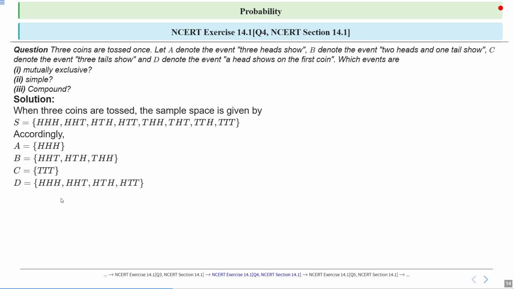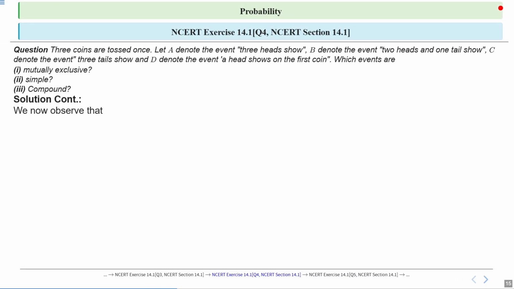And event D denotes a head shows on the first coin. So event D contains HHH, HHT, HTH, and HTT. These are the sample points in event D. Now we will check which events are mutually exclusive, which events are simple events, and which events are compound events. Let's try to find which events are mutually exclusive.